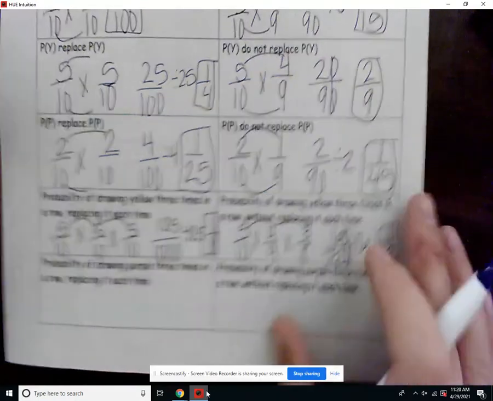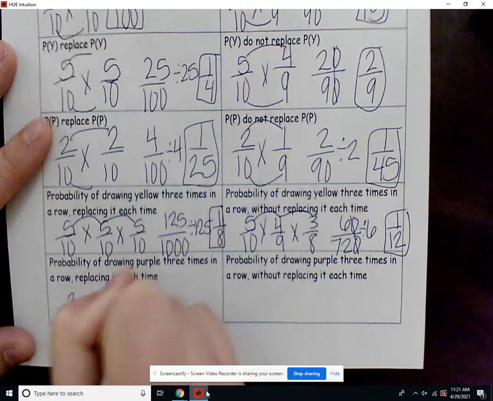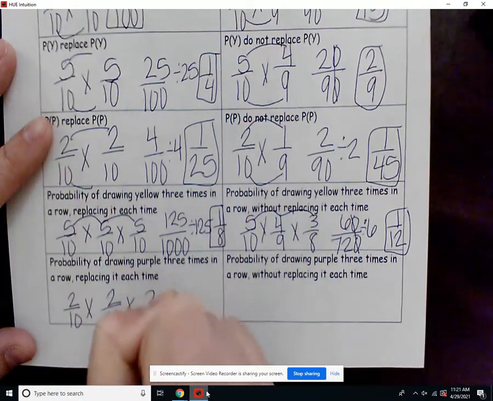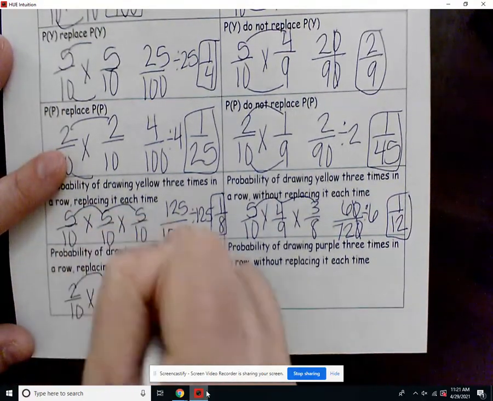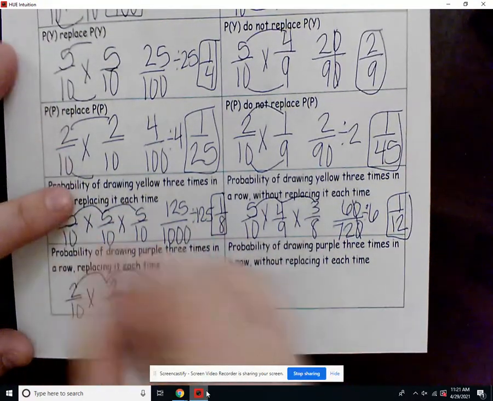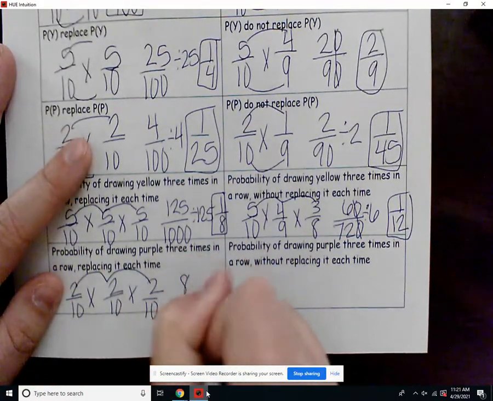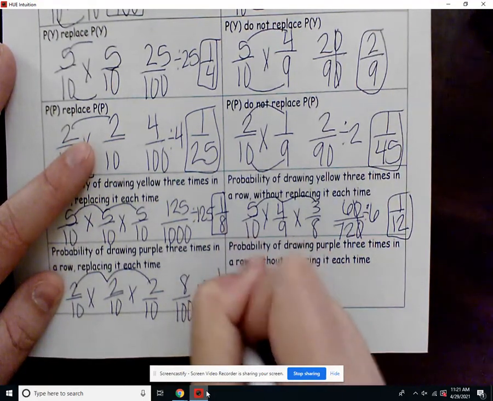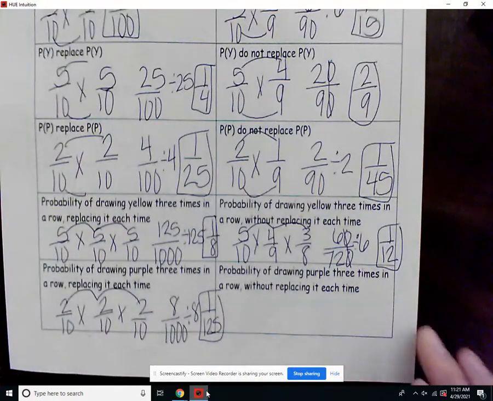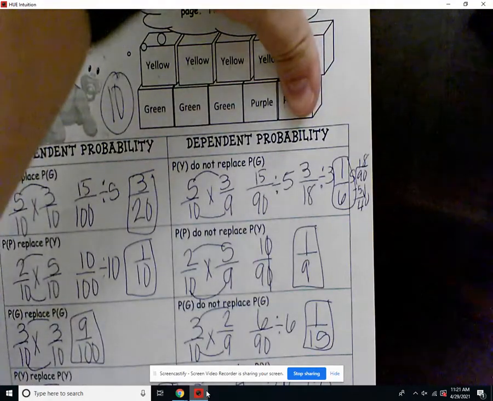Okay, so what's the probability of drawing purple 3 times? So purple is 2 out of 10, times 2 out of 10, times 2 out of 10. And again, we're putting the purple back each time. So 2 times 2 times 2, 2 times 2 is 4, times 2 is 8. 10 times 10 is 100, which would be 1,000. Divide this by 8, which is 1 over 125. And then for this last one, so a purple, we have 2 out of 10. So I'm going to take away purple. I now have 1 out of 9.